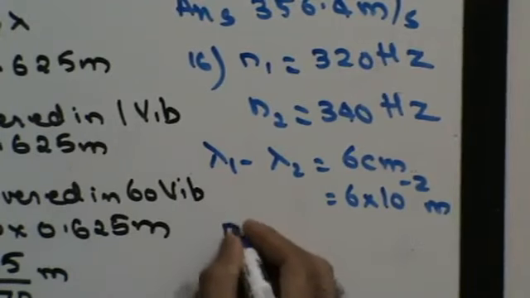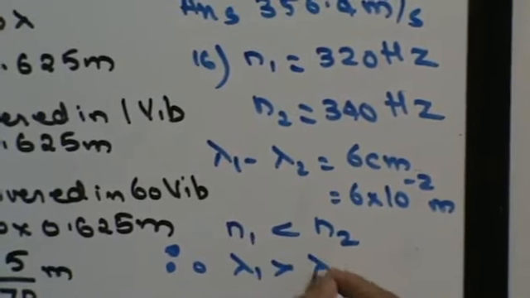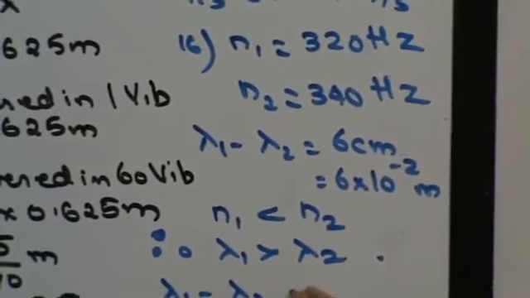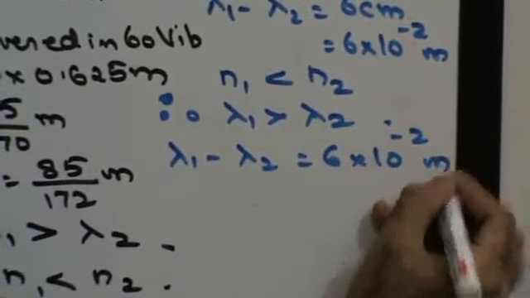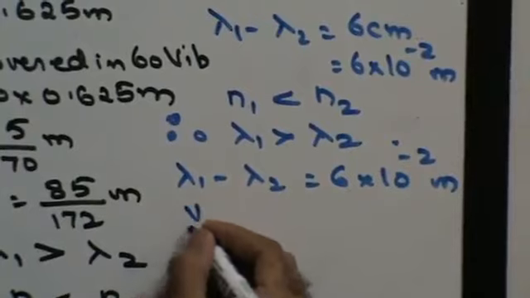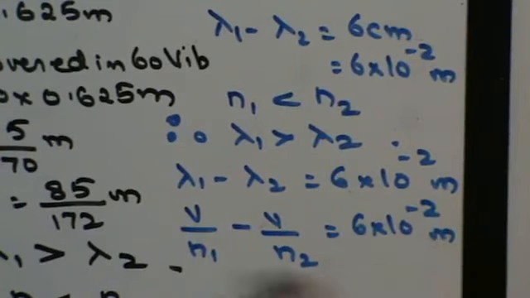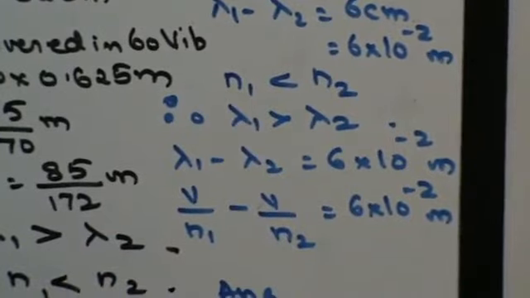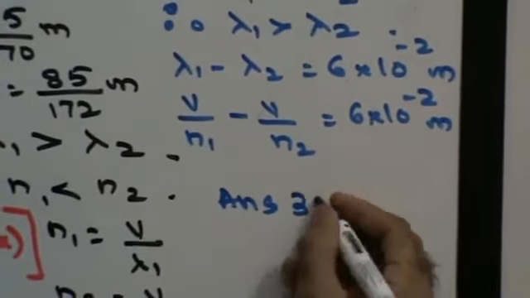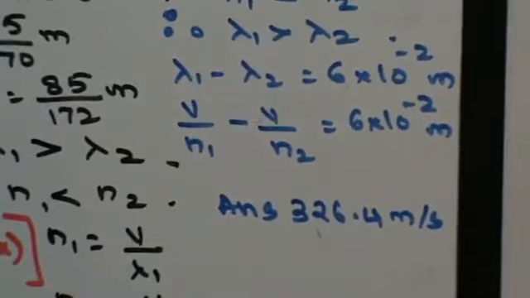Now guys, N1 is less than N2, therefore lambda 1 will be greater than lambda 2. Lambda 1 minus lambda 2, that's the difference, is 6 into 10 raised to minus 2 meters. Right? Now we know that V is equal to N lambda, that means lambda is nothing but V upon N. So V upon N1 minus V upon N2 is 6 into 10 raised to minus 2 meters. N1 and N2 I know, V is the only unknown, I should get the answer for this. The answer for this sum should be 326.4 meters per second. Right? Take on next sum please.